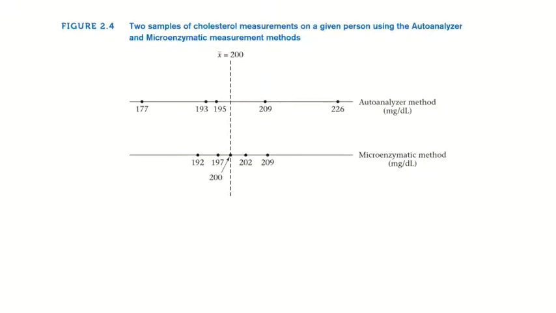Let's go back to this chart of the comparison of spread between two data sets: the cholesterol measurements obtained using an auto-analyzer method and those obtained using the microenzymatic method. How else might we quantify the spread of data points shown here, aside from using the range or quantiles? How about we add up the distances that each of the data points are from the mean? Here's how it would look for the auto-analyzer data set.